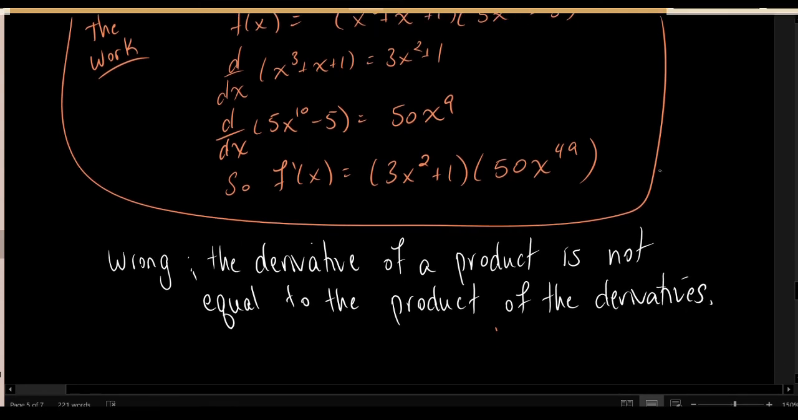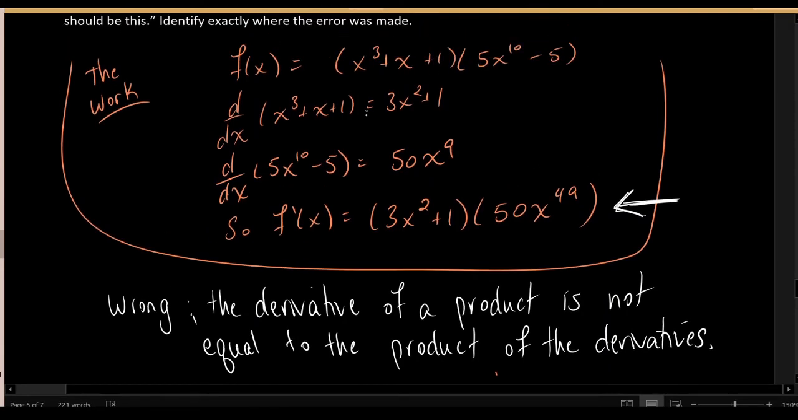So the error was made right at the very last step, when they tried to assert that f prime could be found in such a simple manner. If I wanted to actually find the derivative of this function, I would have to do something like the following.